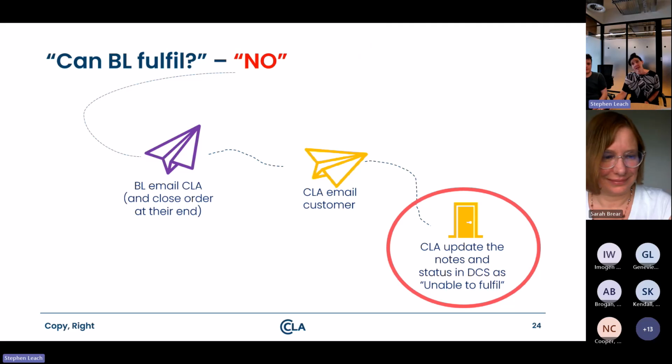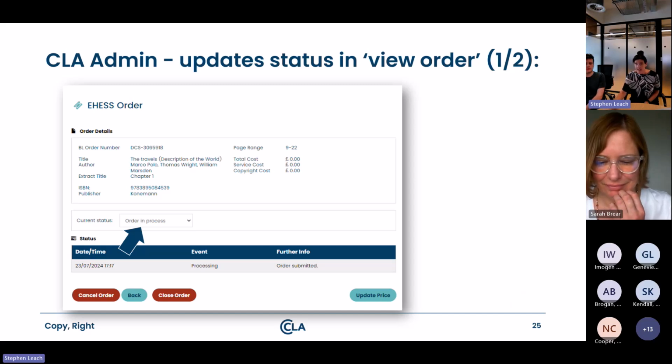Scenario 1, cannot fulfill. So if the British Library receive your order, search for it and find that actually that's not something they can fulfill, they will let us know and they'll just close the order at their end. We'll send you a message to let you know that they can't fulfill and update that in the system. So what does that updating look like? Let's have a quick look.